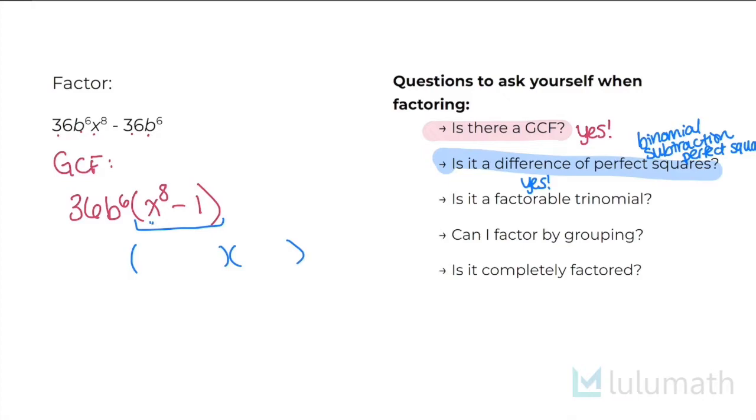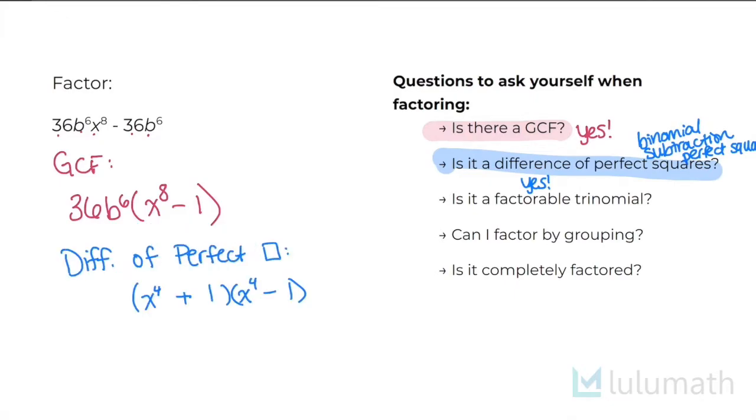The square root of x to the power of 8 is x to the power of 4 because x to the power of 4 multiplied by x to the power of 4 gives me the 8 that I'm looking for. The square root of 1 is 1, so I'm going to have a 1 here and a 1 here, and I have to have a plus 1 and a minus 1 to get my outer and my inner to cancel out. Now, don't forget that we had a GCF, so we have to bring that down. So we've got 36b to the power of 6 right here.